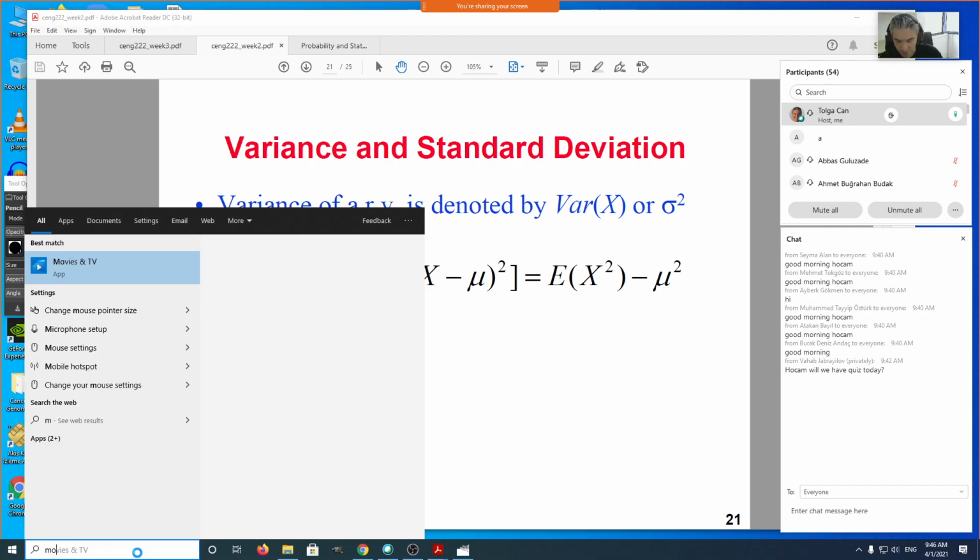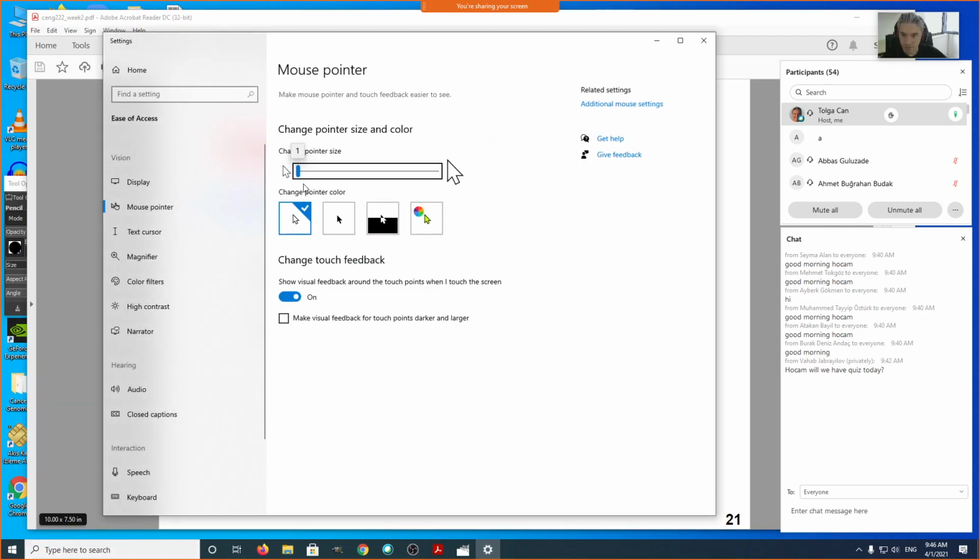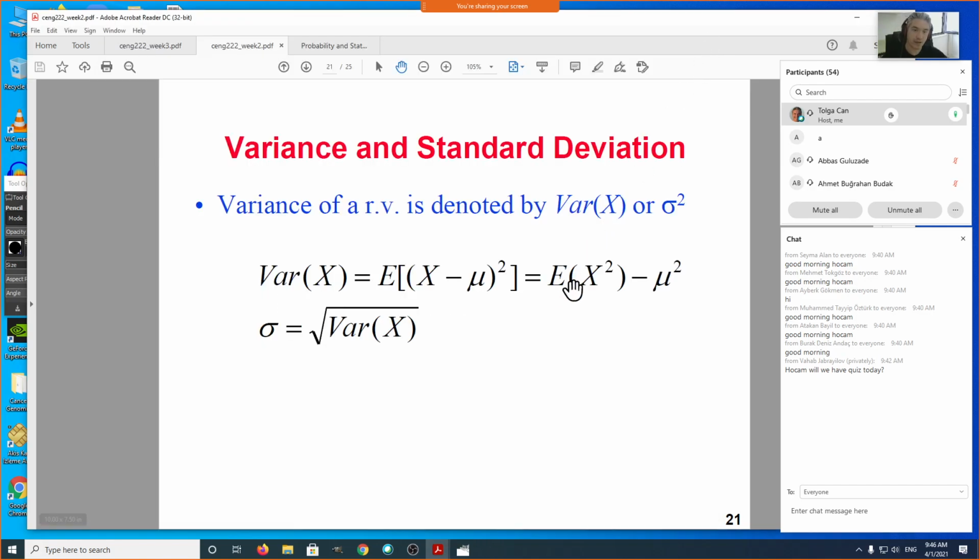Let me also change my mouse pointer size. I always forget about this, sorry. Okay, now, yeah, it's better.